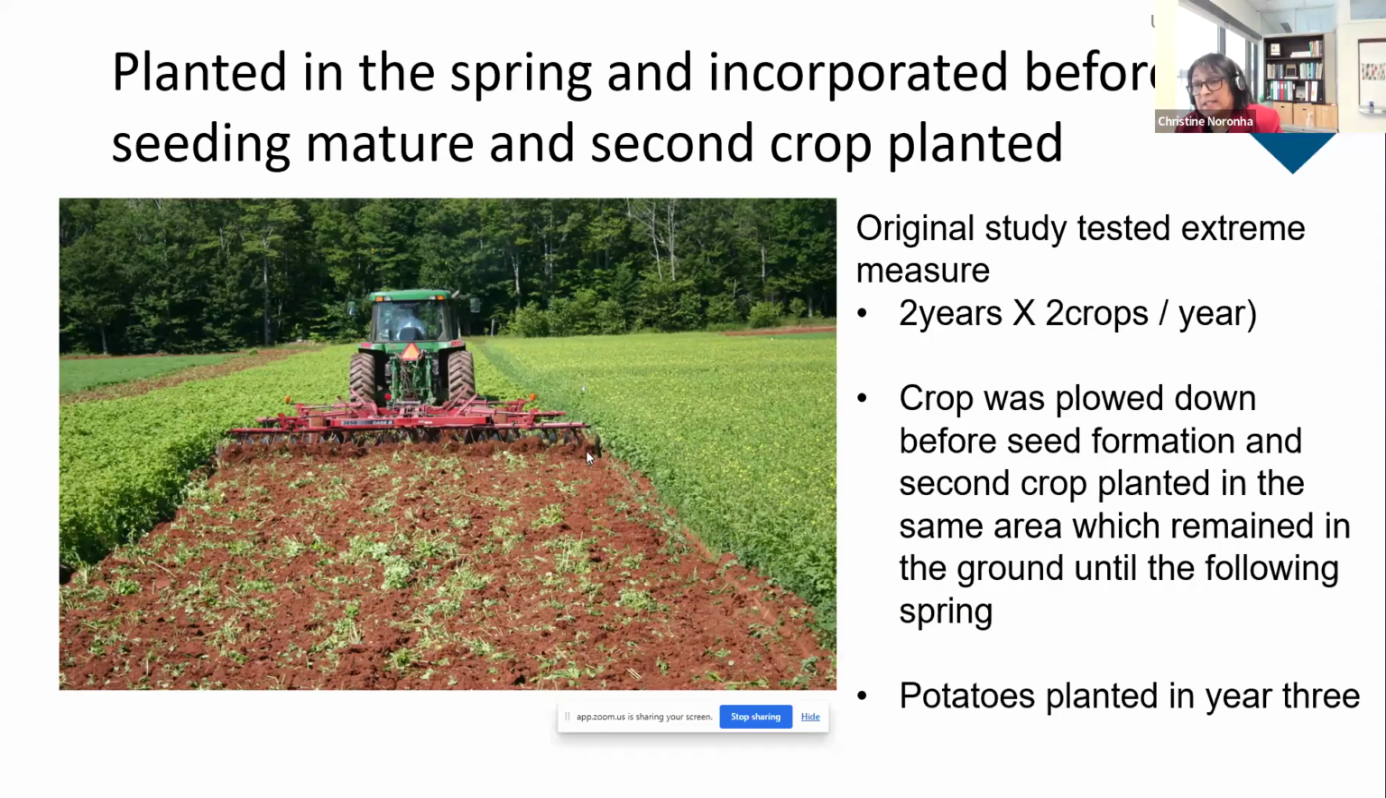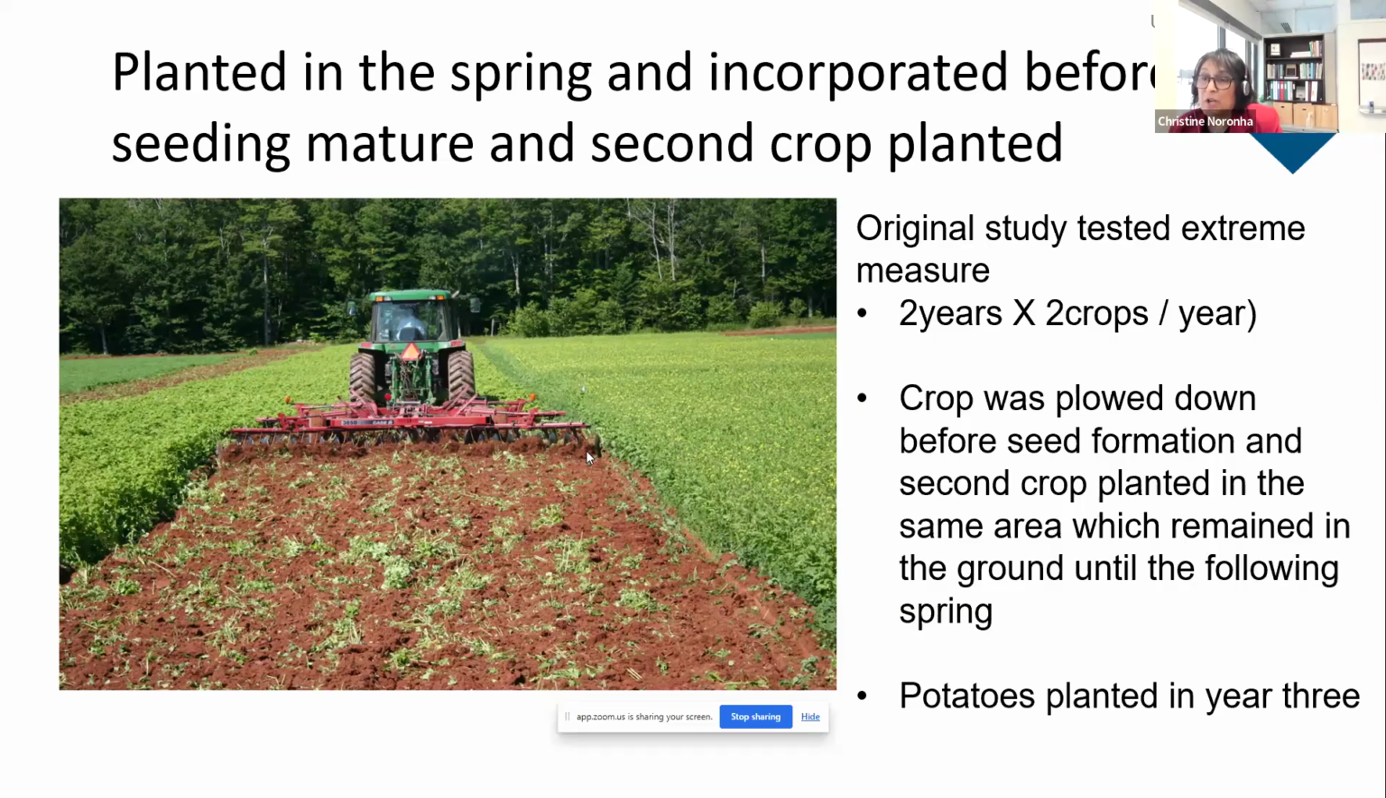The reason for planting a second crop was because of the biology and behavior of this insect. It feeds very voraciously in the fall, just before it goes into the overwintering phase.